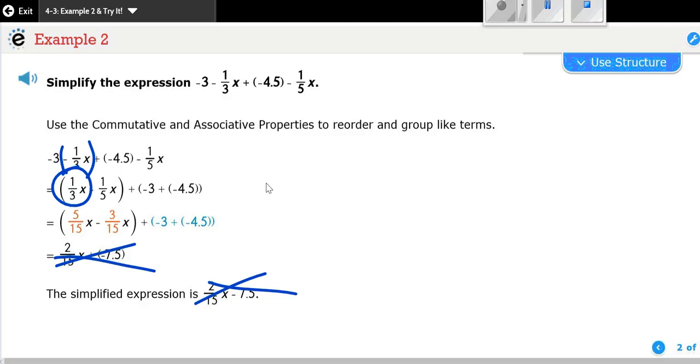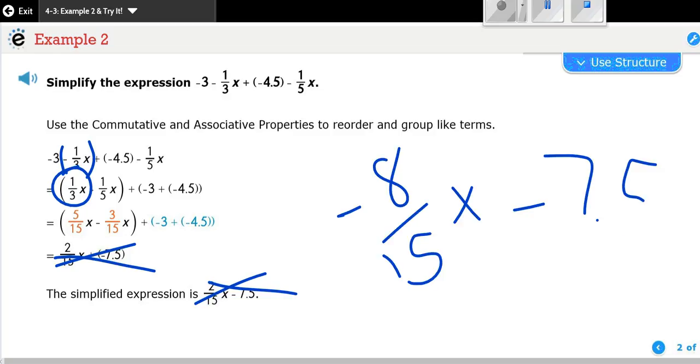We did it right. Trust me. We did it right. They did it wrong. See? Negative 1/3. Now they made it positive. How did it get positive? It didn't. It can't. All right? So the correct answer is negative 8 fifteenths x minus 7.5. Boom.